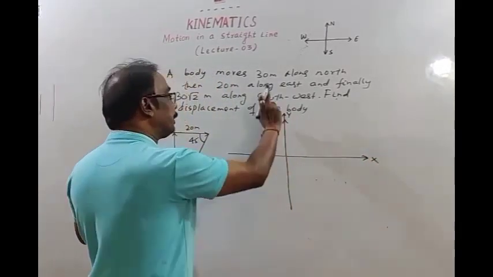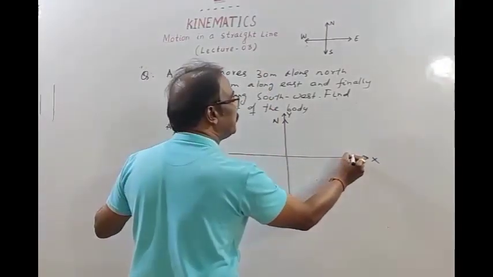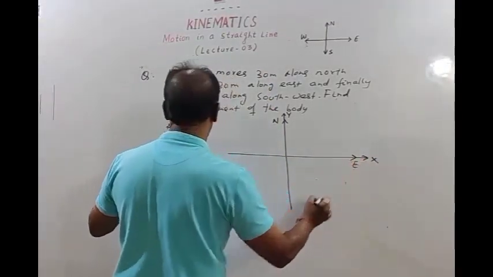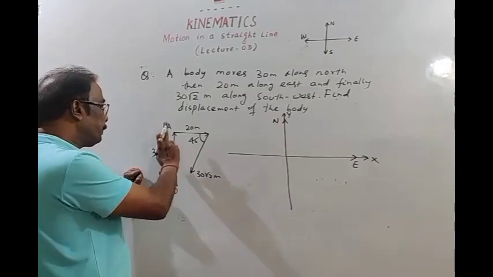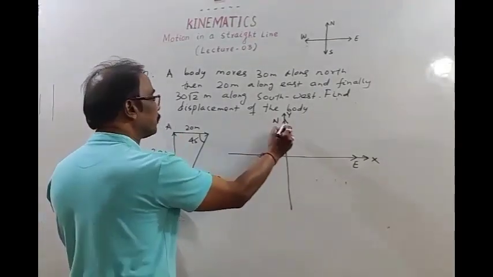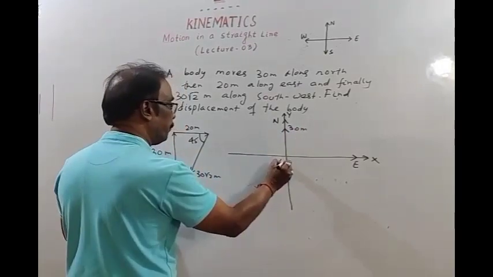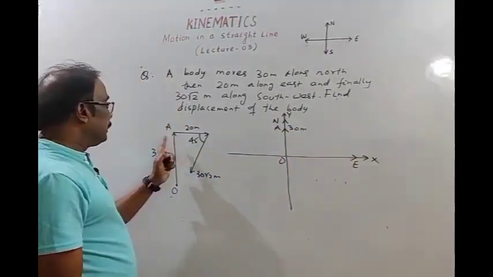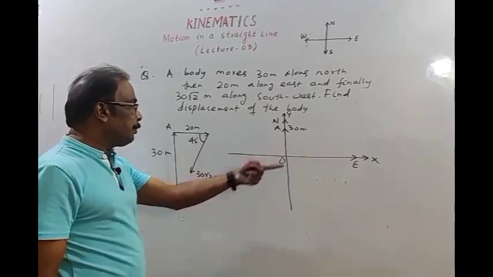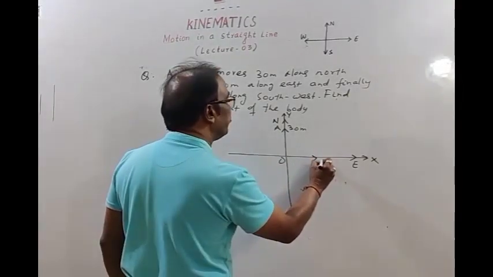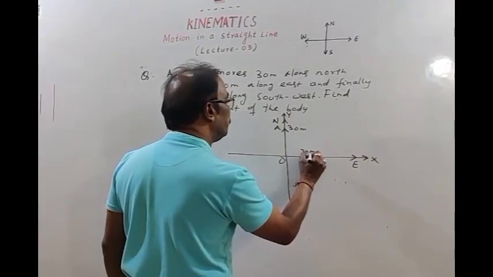Positive y-axis is taken along north and positive x-axis is taken along east. The first displacement of the body is 30 meter along north. So this displacement is 30 meter from O to A. Then it moves 20 meter along east. Let this point be B. This displacement is 20 meter.